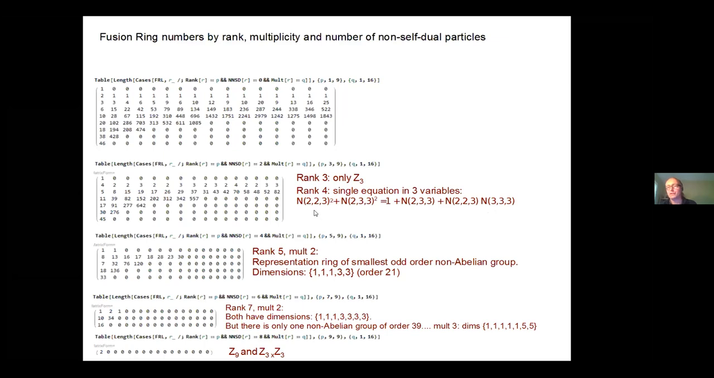The three coefficients n223, n233, and n333. But of course, these things are integers, so this equation is not completely trivial to solve. You can understand it well enough to feel like you know what's going on, but it doesn't necessarily make it easy to immediately say how many even rank four theories there are with two non-self-dual particles at a given multiplicity.